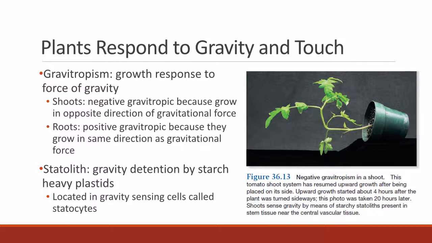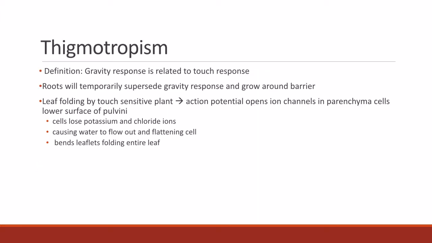Statoliths are starch-heavy plastids that detect gravity. They are located in gravity-sensing cells called statocytes. Thigmotropism. Thigmotropism is a growth response related to touch. Roots will temporarily supersede gravity response and grow around a barrier.